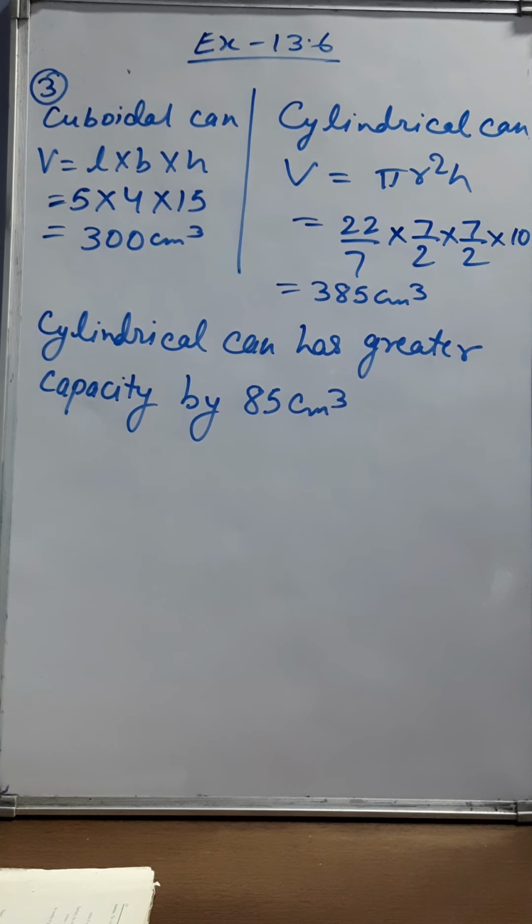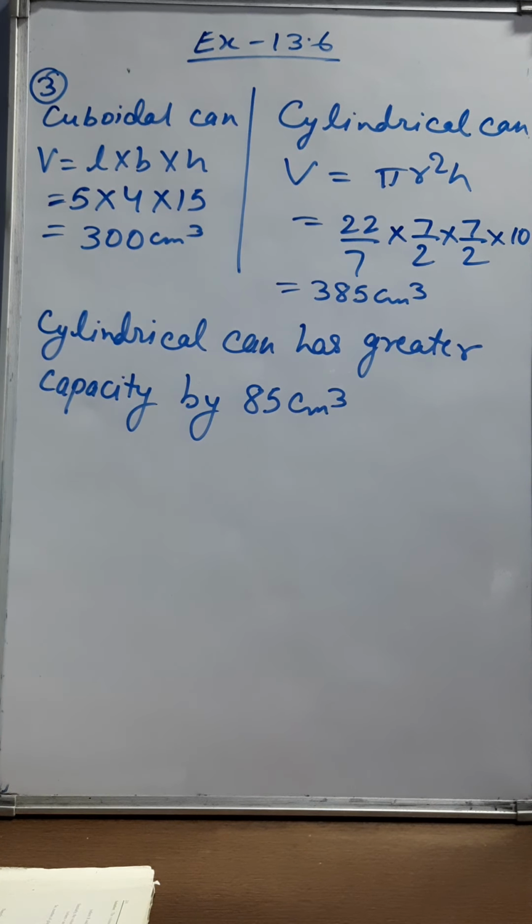Question number 3 says, a soft drink is available in 2 packs. First is a tin can with a rectangular base of length 5 cm and width 4 cm having a height 15 cm. You can assume if a tin can with a rectangular base is given, with length, breadth and height, then definitely it is a cuboidal tank.